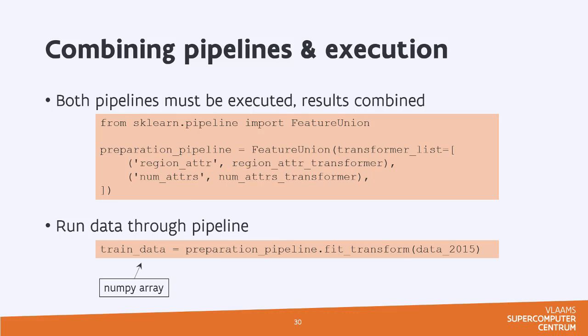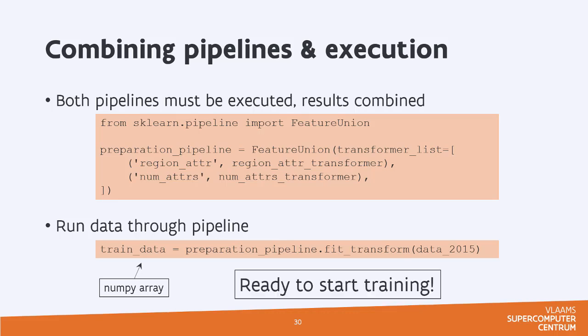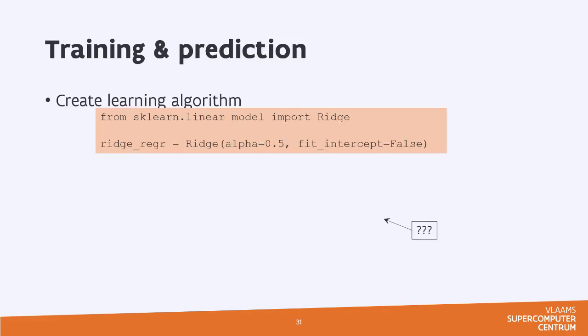Okay, the result of this is a NumPy array, and that will be our input, in this case our training data, which we'll use for our regression task. So we can start training. First thing to do is to create a learning algorithm, and in this particular case, as was mentioned before, we're going to use ridge regression. That is in the linear model module of scikit-learn, and the name of that algorithm is Ridge. We create a new one and we set some hyperparameters. So for instance, we set alpha equal to 0.5 and fit intercept to false. We'll discuss what they are a little bit later.